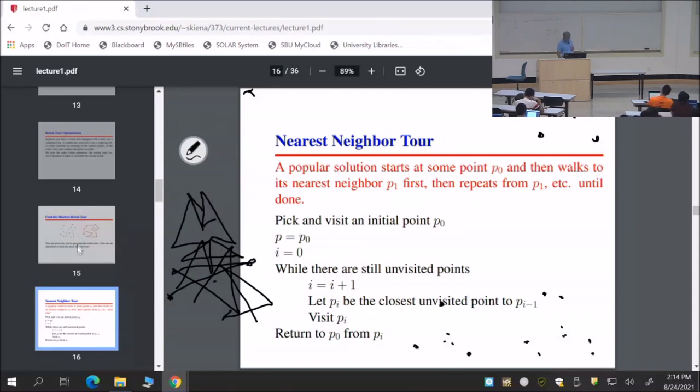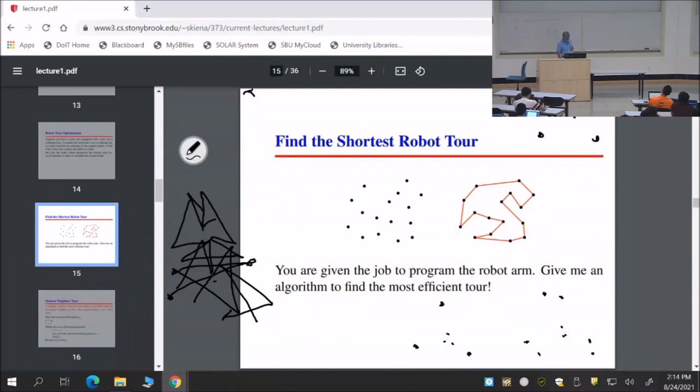So what would we do on the previous example, at the risk of having to write on the board again? Oh, I think I know what I'm doing. Okay, now maybe this is it.